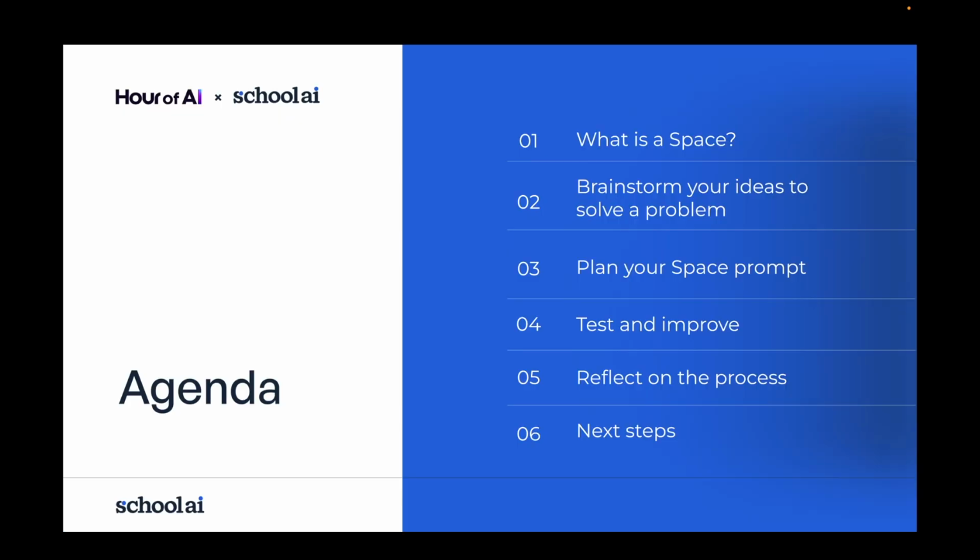So here's how we're going to go through things. We'll start with what a space is, then we're going to brainstorm some ideas, problems you might have within your school, to be able to solve with AI. You're going to plan out what your prompt is going to look like. You're going to test it. You're going to keep testing it and keep testing it some more. And then once you have something working, you're going to reflect with your colleagues on the process.